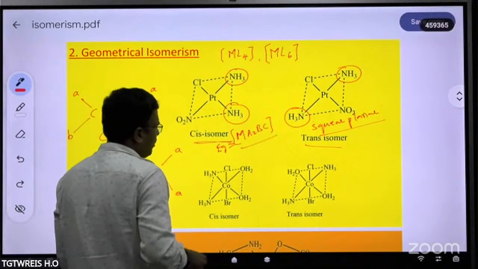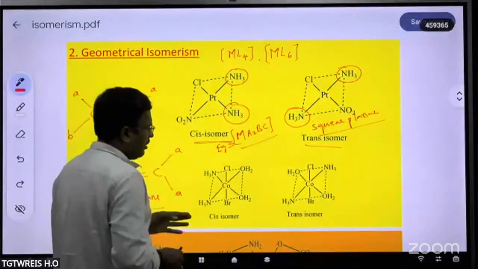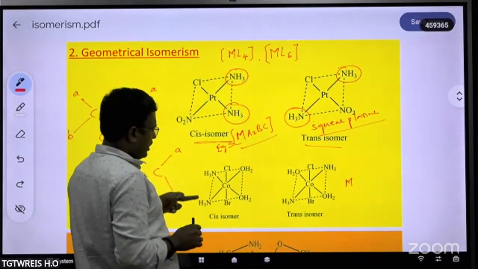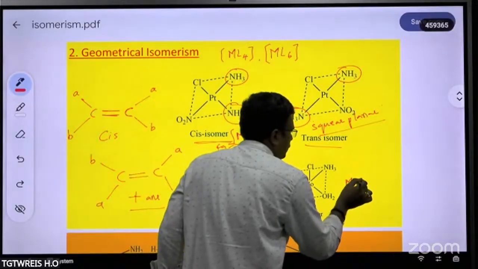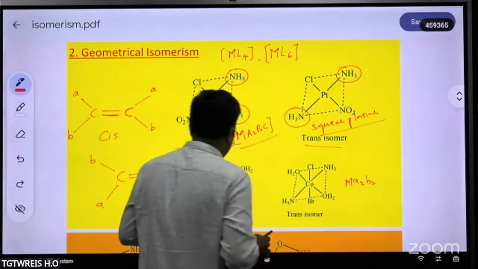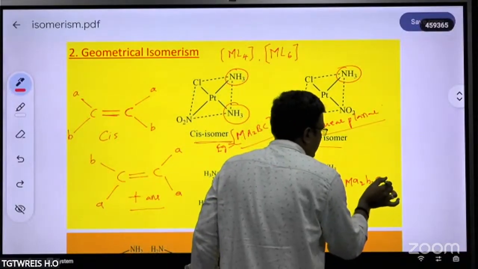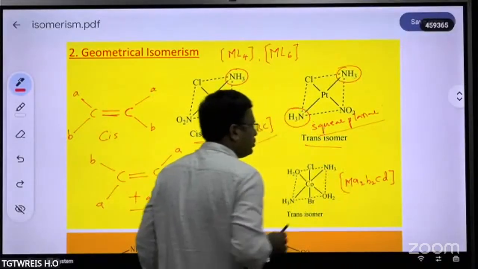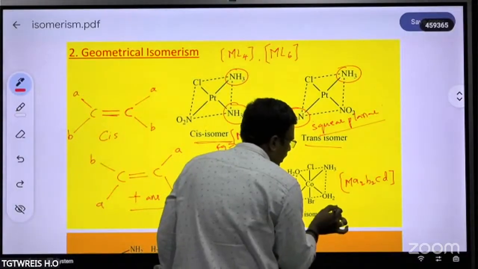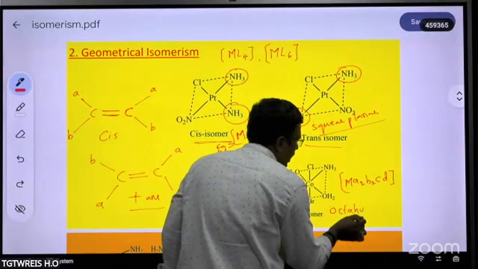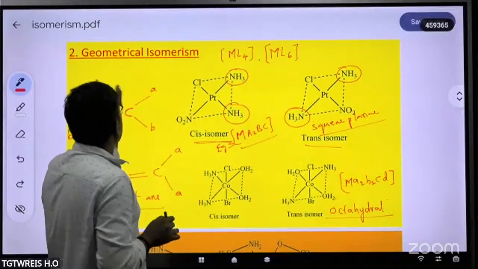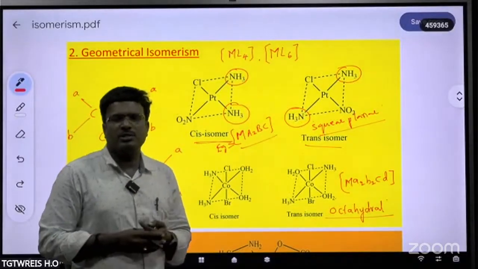Next one is octahedral complexes. Like this, metal M. How many ammonias are there? Two, A2. Then how many H2O molecules? Two, B2. Then different kinds of molecules, C and D. This type of molecule shows cis-trans isomers. What is the shape of this molecule? Octahedral geometry. These octahedral molecules also show geometrical isomerism. Very, very important.